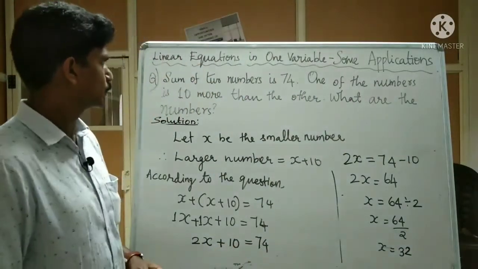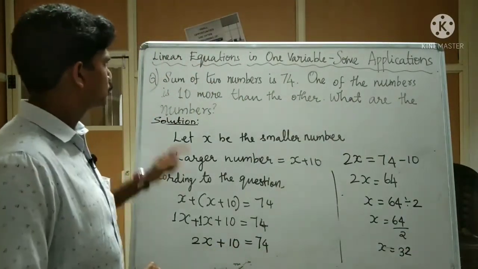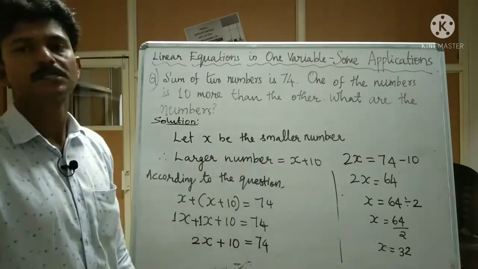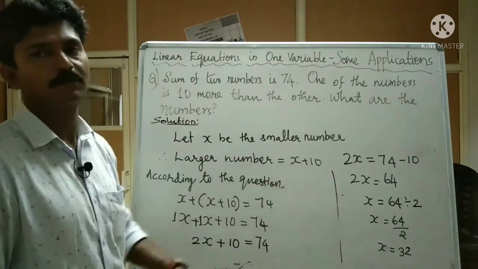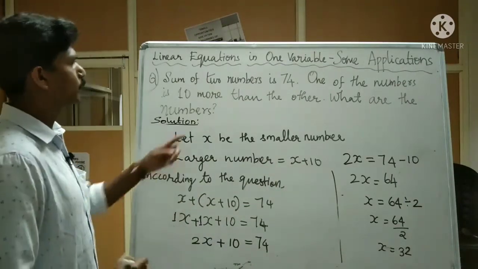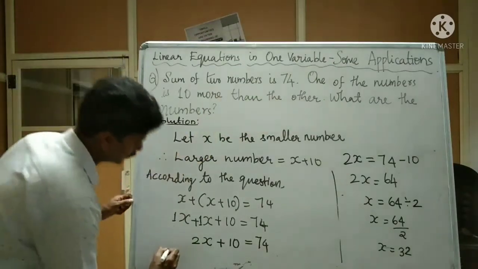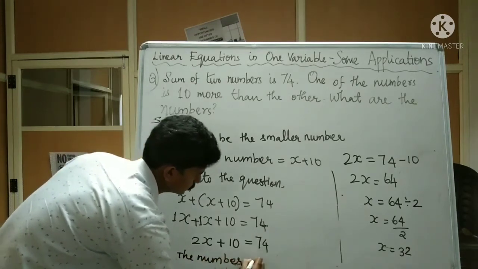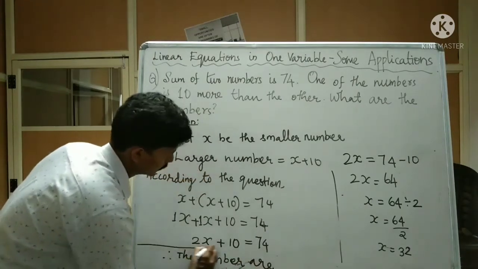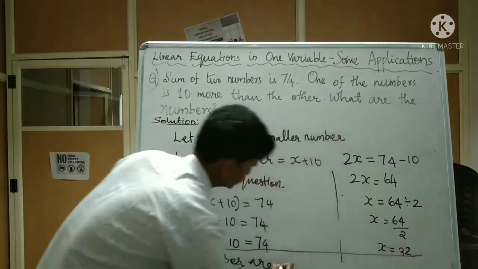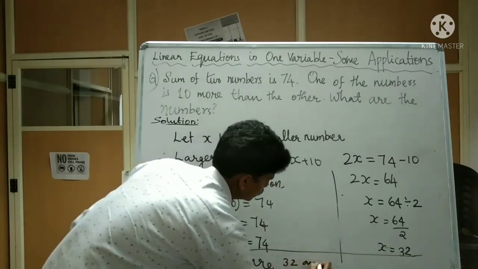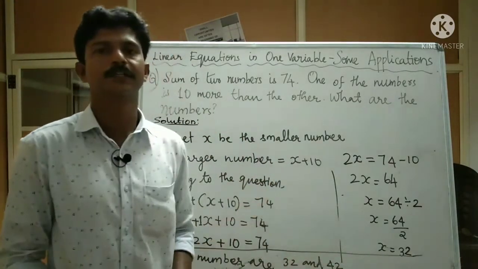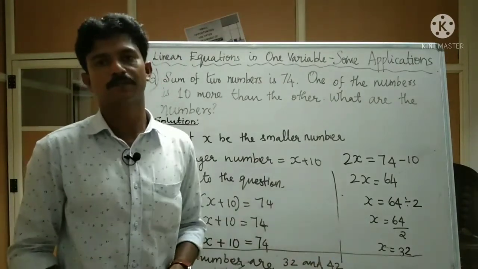X is 32. So we get the answer here. Smaller number, x means smaller number. Smaller number is 32. Larger number is 32 plus 10, so 42. So what is the question? What are the numbers? Finally we can write the answer as, therefore the numbers are 32 and 42. Just add them, we get 74, right? 32 plus 42 is equal to 74.